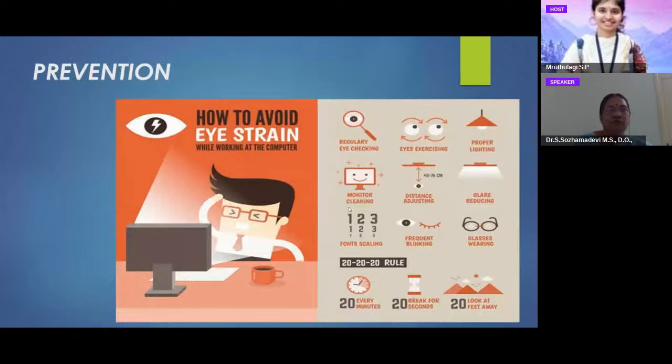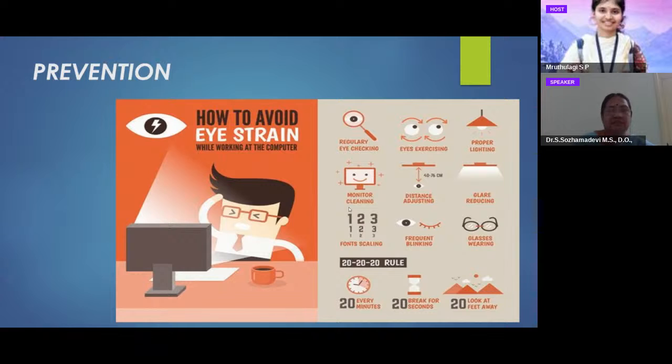Prevention. How do you avoid this eye strain? You have a regular eye checkup. If there is a convergence insufficiency, you do eye exercises. Proper lighting where you are working. You have to clean the monitor. We have glare, strain, blurred vision, all that can be due to dust particles accumulating on the screen or even over your spectacles that can cause blurred vision.